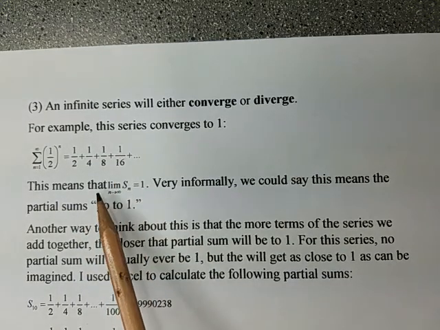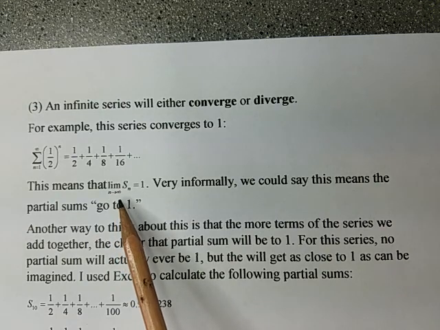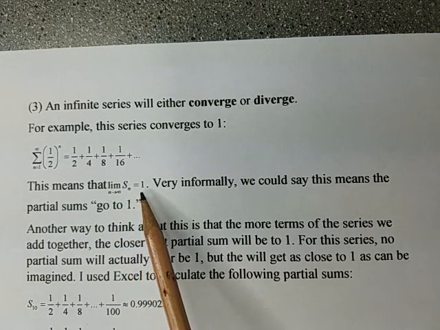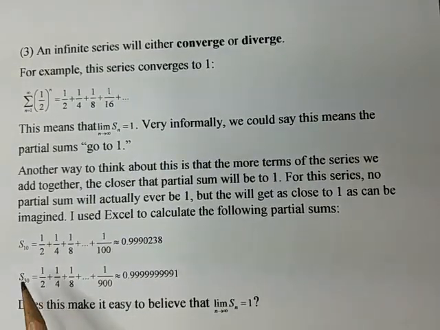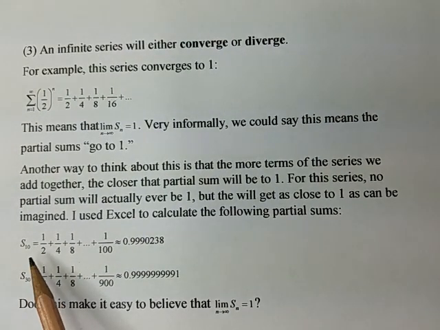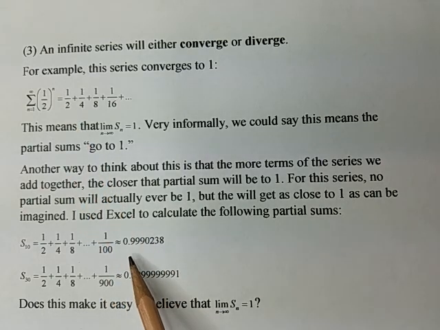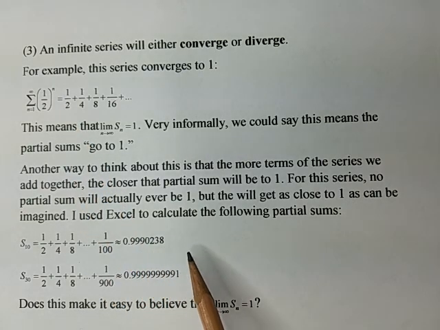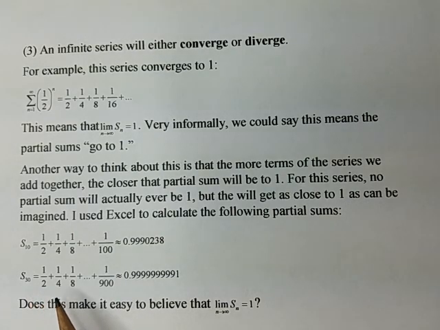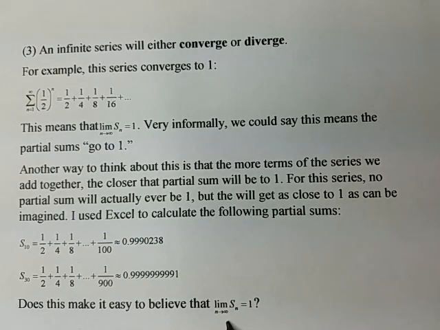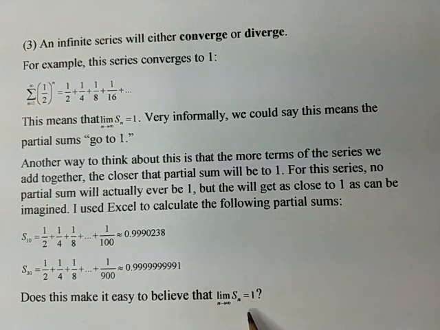That might seem a little hard to understand. The limit as n goes to infinity, S subscript n equals 1. But it just means that something like this happens. If I add the first 10 terms of that series, I get 0.9990238. If I add the first 30 terms, I get 0.99... Look at that number, all right? So what do you think? If I add more terms together, it looks like I just get closer to 1. That's what it means when we say the limit of the partial sums is 1, or the limit as n goes to infinity of S_n is 1, okay?